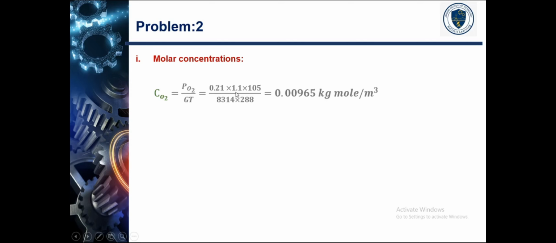So 0.21 into 1.1 into 10 power 5, kindly note this is 10 power 5, not 105. Then 8314, the universal gas constant, into 288. This will give the molar concentration for oxygen. In the same way, for nitrogen, P of N2 by GT, that is 0.79 into 1.1 into 10 power 5, the total pressure, divided by 8314 and the temperature. So we will get the molar concentration for the other species, nitrogen.